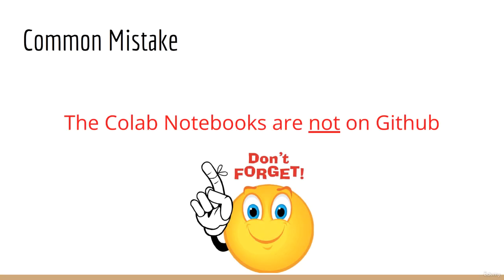Now, there's one mistake that many students make, even after I've mentioned it once or twice. Therefore, I found that it is necessary to mention it 3 or more times. So far, this seems to be the magic number. Okay, so what's the mistake? It's that people forget that the Colab notebooks are not on GitHub. So I repeat, the Colab notebooks are not on GitHub. And let me repeat that one more time for good measure. The Colab notebooks are not on GitHub.